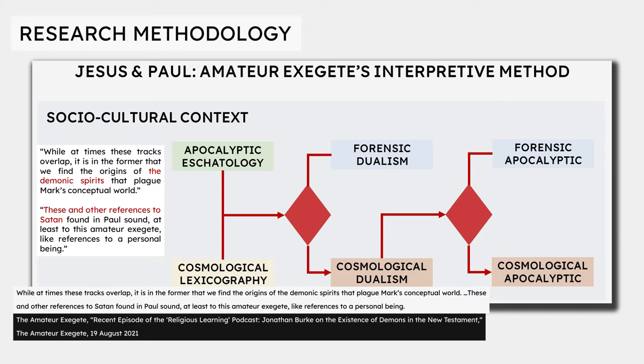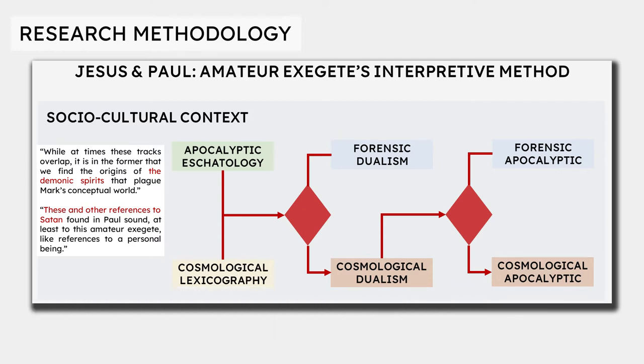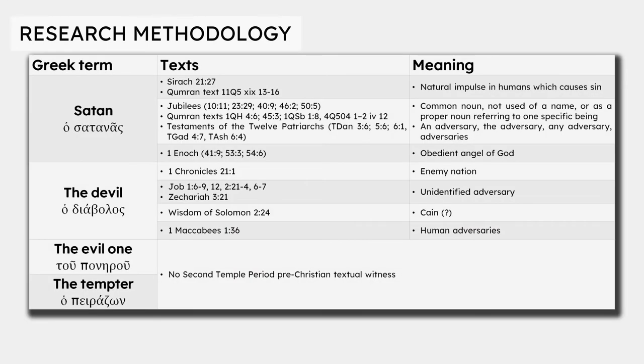After all, we know that in the Second Temple period, beliefs in supernatural evil were common, beliefs in specific supernatural evil beings such as fallen angels and demons were also common, and terms such as Satan were used, at least in some texts, to refer to such beings. After reviewing Ben's case, I then reviewed terms used for evil figures in Second Temple period Judaism, as well as the terms in the New Testament, which have traditionally been understood as referring to a single supernatural evil personal being, typically a fallen angel or demon. The image on screen now summarizes my findings.